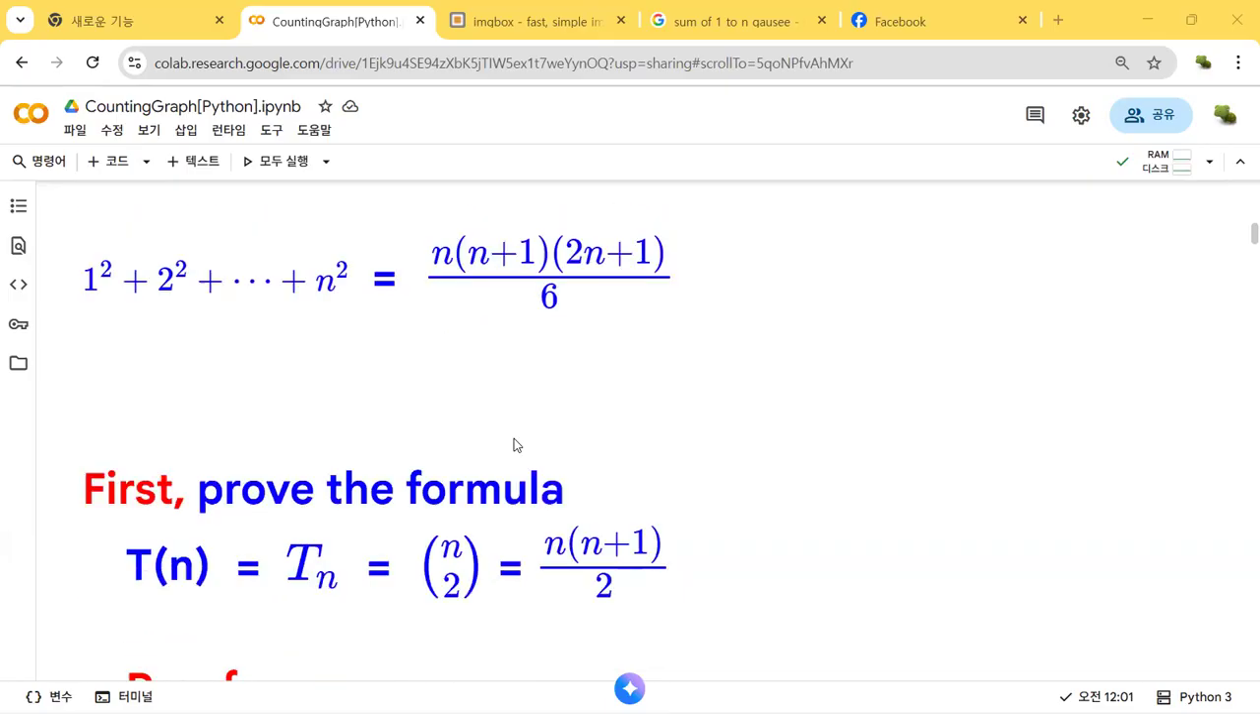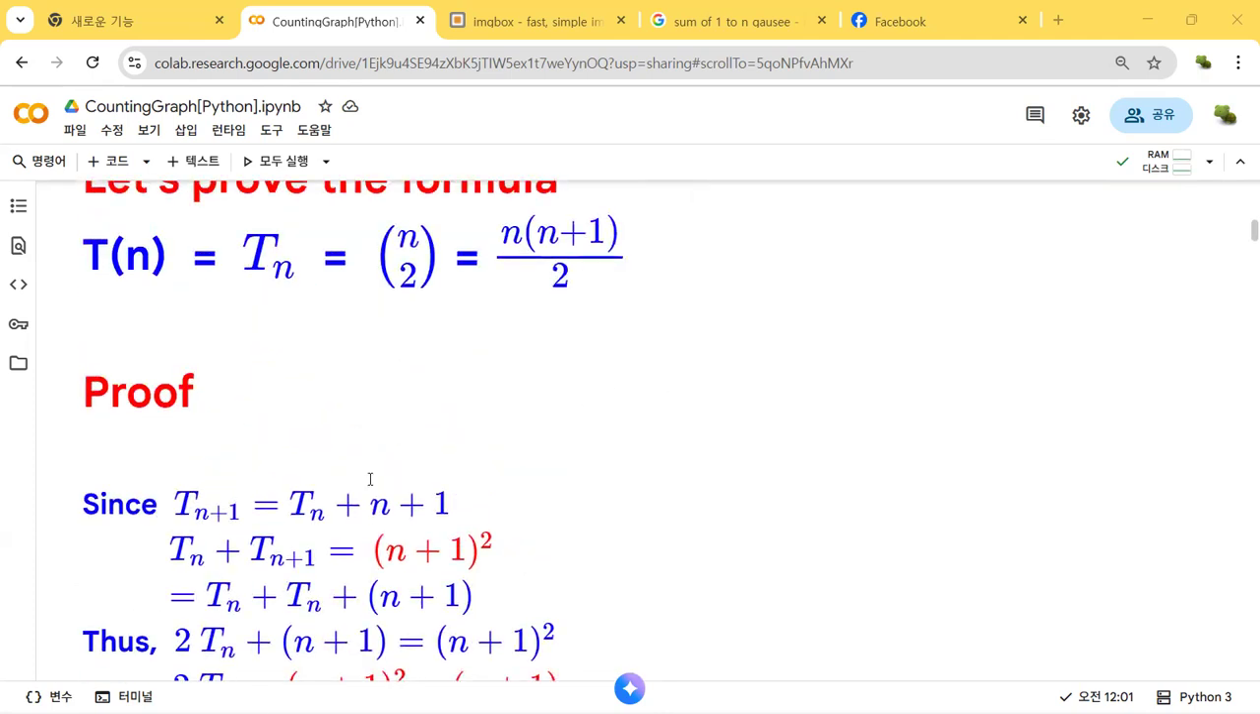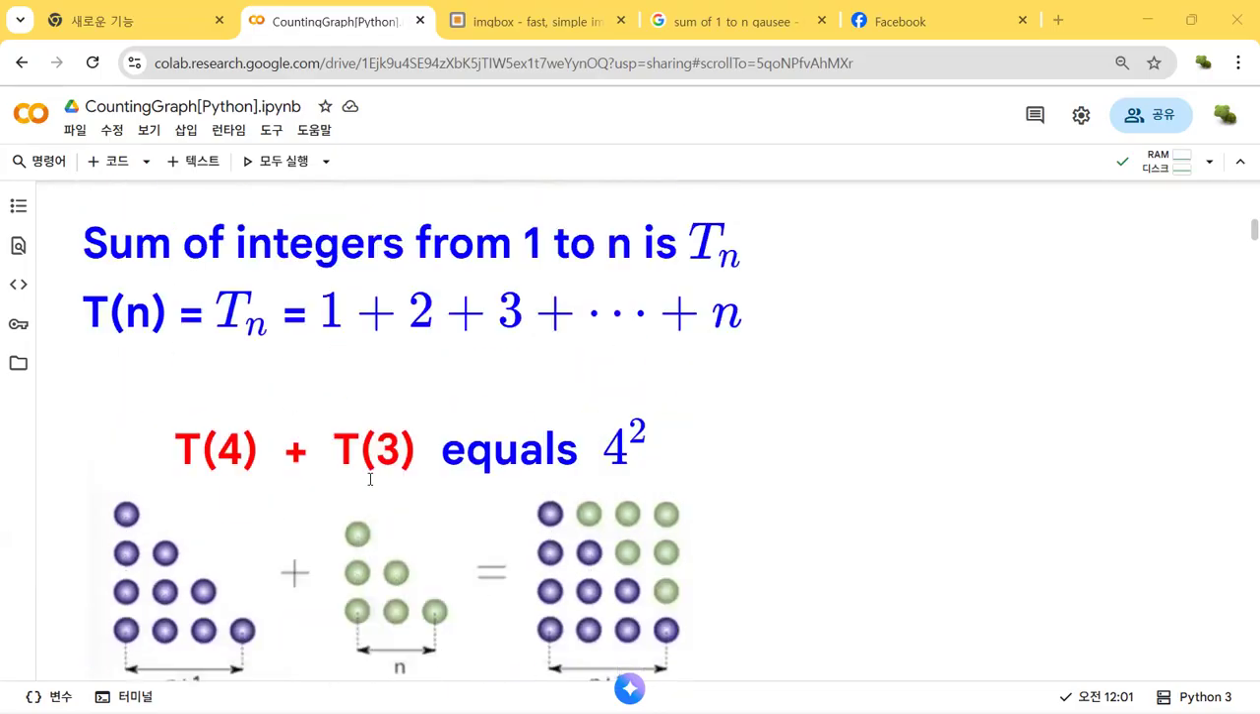To prove this one, first let's prove the triangular number formula. The triangular number formula: Tn is, by definition, okay, so we introduce it in this way. The sum of integers from 1 to n is called the triangular numbers and denoted by this notation. This is the notation, or as a function formula, this one is equal to this one. And let's consider T4 and T3.